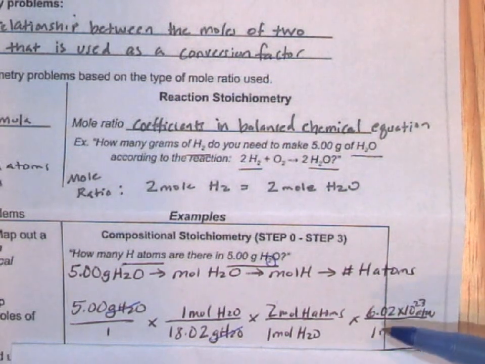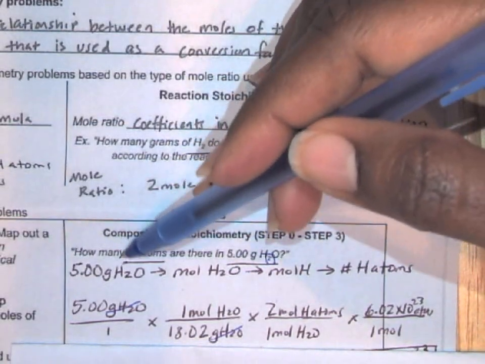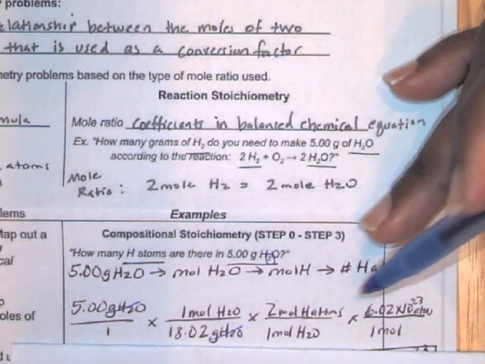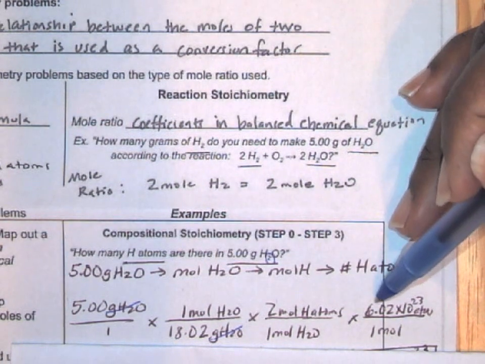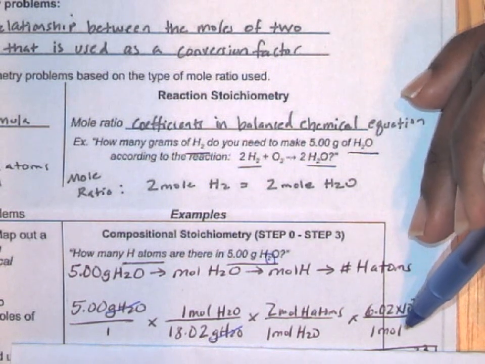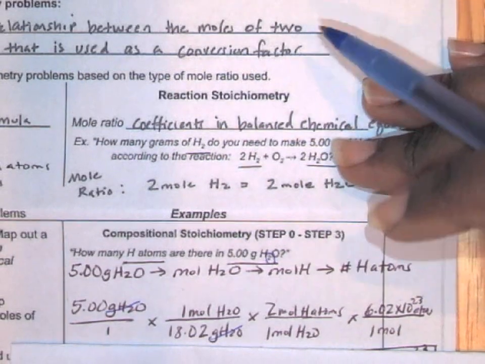And the last step is to convert from the moles of hydrogen atom to what they're asking for, which is number of atoms. So if I want to go from moles to number of atoms, we know from our mole map that we would use Avogadro's number. So I put 6.02 times 10 to the 23 atoms on top, and then the 1 mole, which is the mole of hydrogen, on the bottom, because we know that in 1 mole, it's Avogadro's number of atoms.